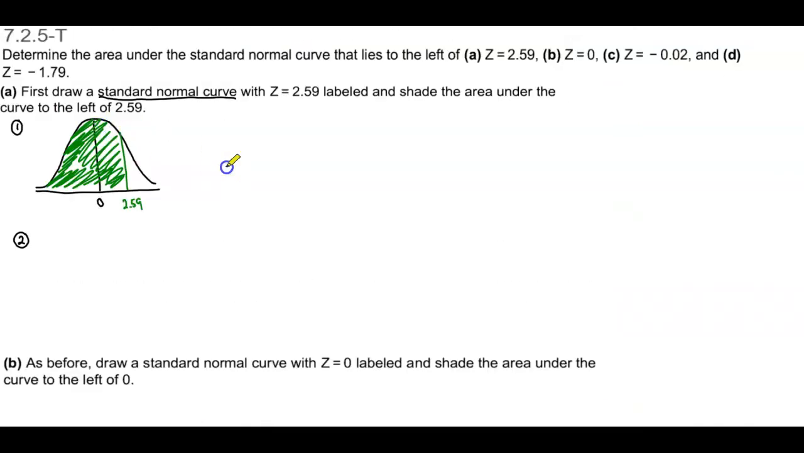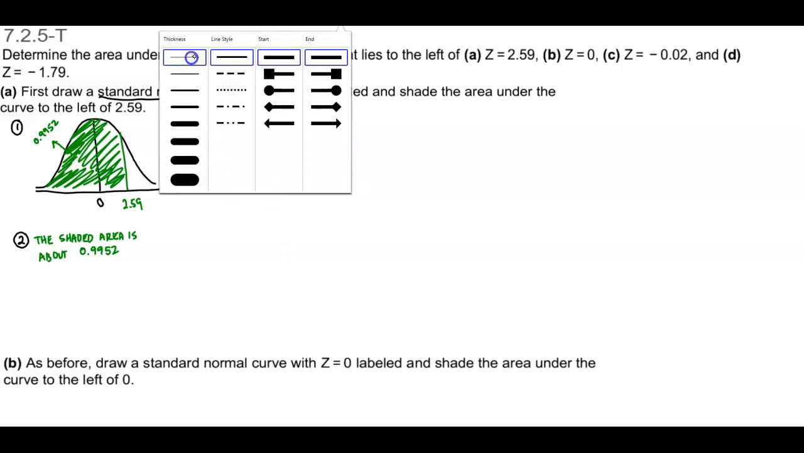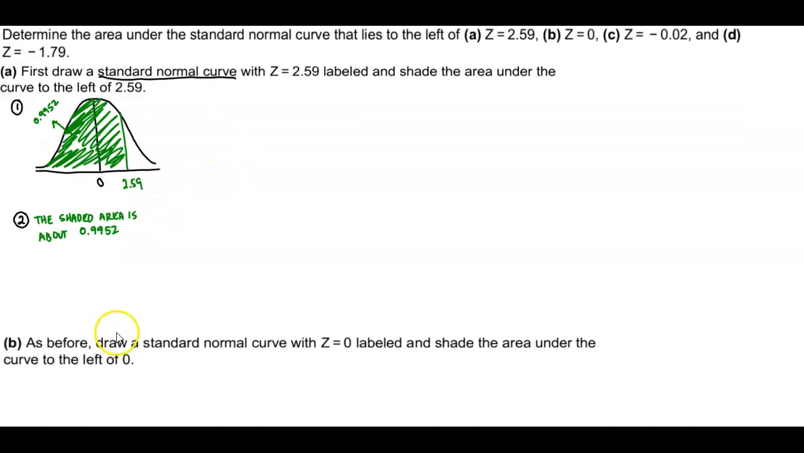So we can say that the shaded area is about 0.9952. Okay. So then we're going to come back and we're going to use technology once we finish all of these. Okay, so let's go ahead and move on to Part B.